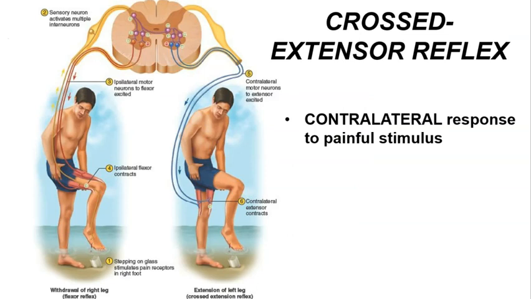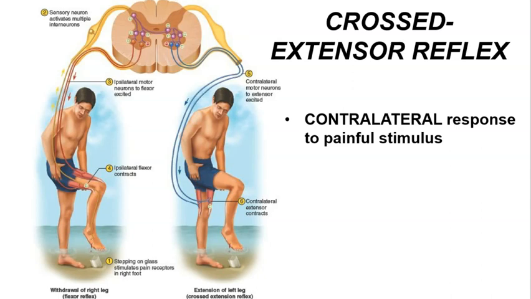The crossed extensor reflex is a reflex that accompanies a withdrawal reflex, particularly in the lower limbs. Stepping on a painful stimulus triggers a withdrawal reflex in that particular limb, so that is, the ipsilateral limb that experienced the pain. In the contralateral limb, the crossed extensor reflex is initiated. The same sensory neurons that begin the withdrawal reflex will also trigger the crossed extensor reflex simultaneously.